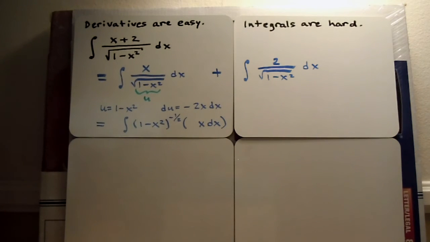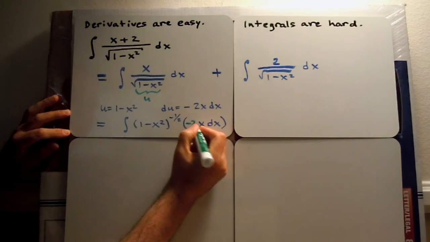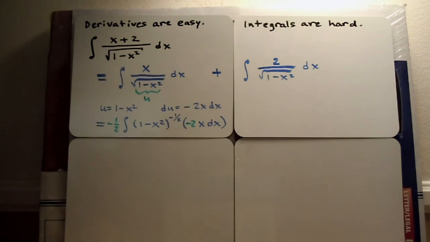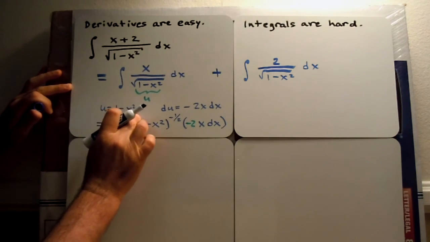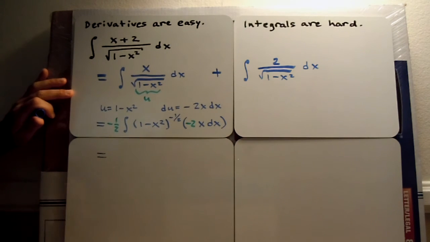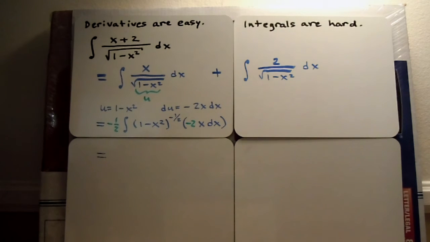And since we need to have a negative 2x, the proper derivative of the 1 minus x squared, I'll put negative 2 there, and then compensate with a negative 1/2 in the front of the integral. Again, remembering you could always adjust by simply a constant. And then what happens here is we have the integral of 1 minus x squared to the negative 1/2 with the proper du, negative 2x dx.